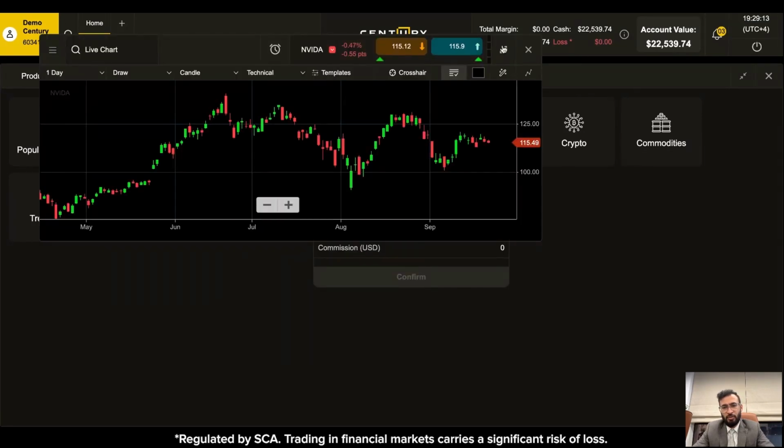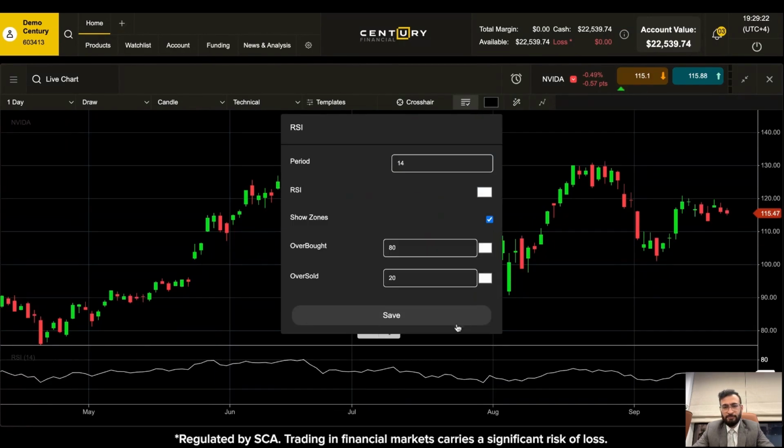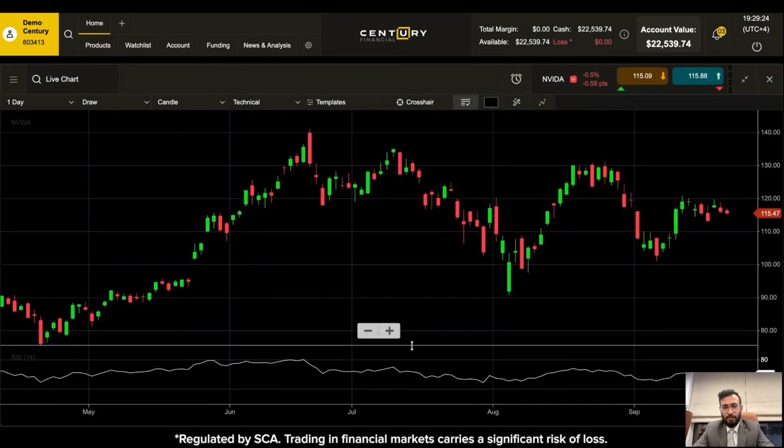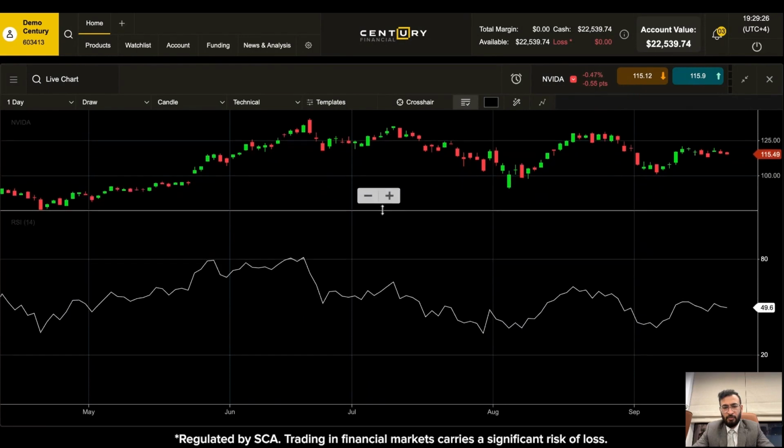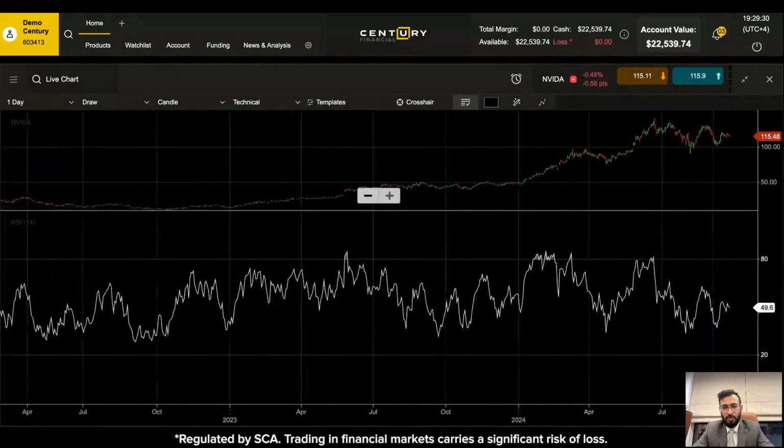Open a chart. This is a daily chart. So maybe if I select RSI, same indicator, increase a bit. Again, right now, if you see, Nvidia has been in a bearish category actually, and it's around 50, which is a resistance right now.